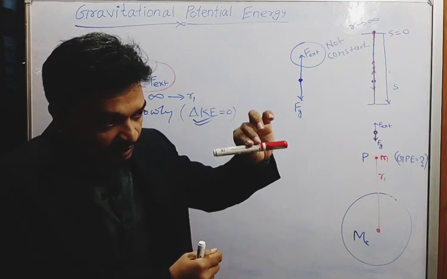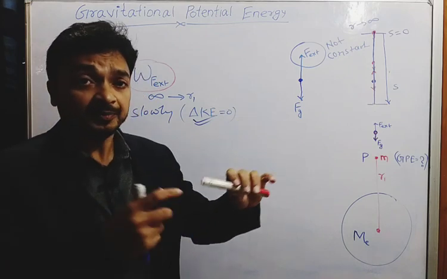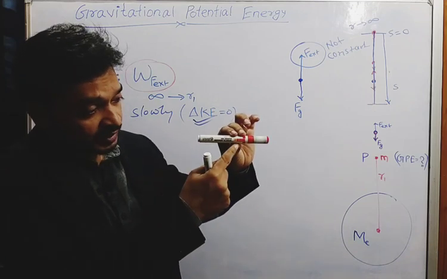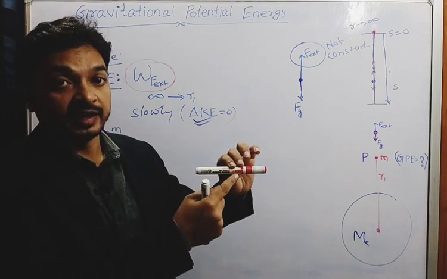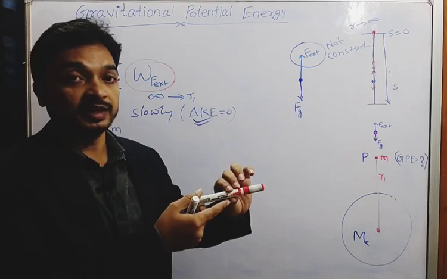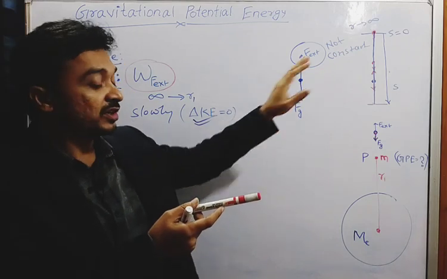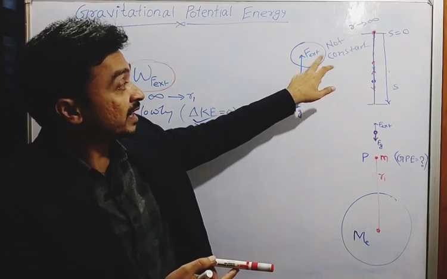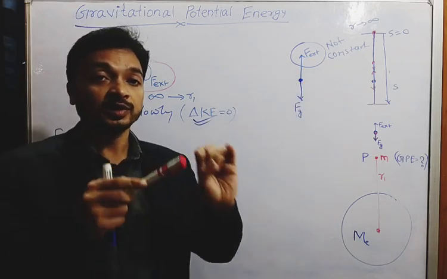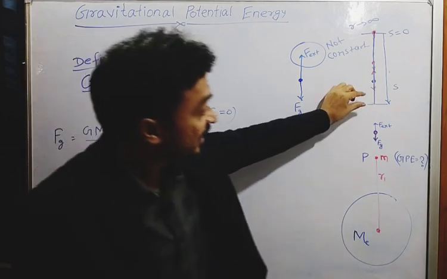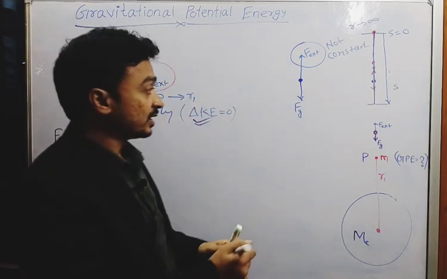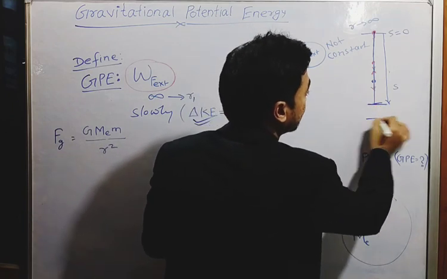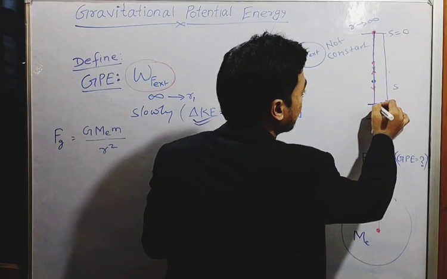So for a small displacement we can assume that this force, the gravitational force acting on it, is constant, and just for counterbalancing we are applying an external force. That's why the external force acting on it is also constant, for a small displacement. And here I am showing it in a zoomed view. Suppose this is the small displacement.